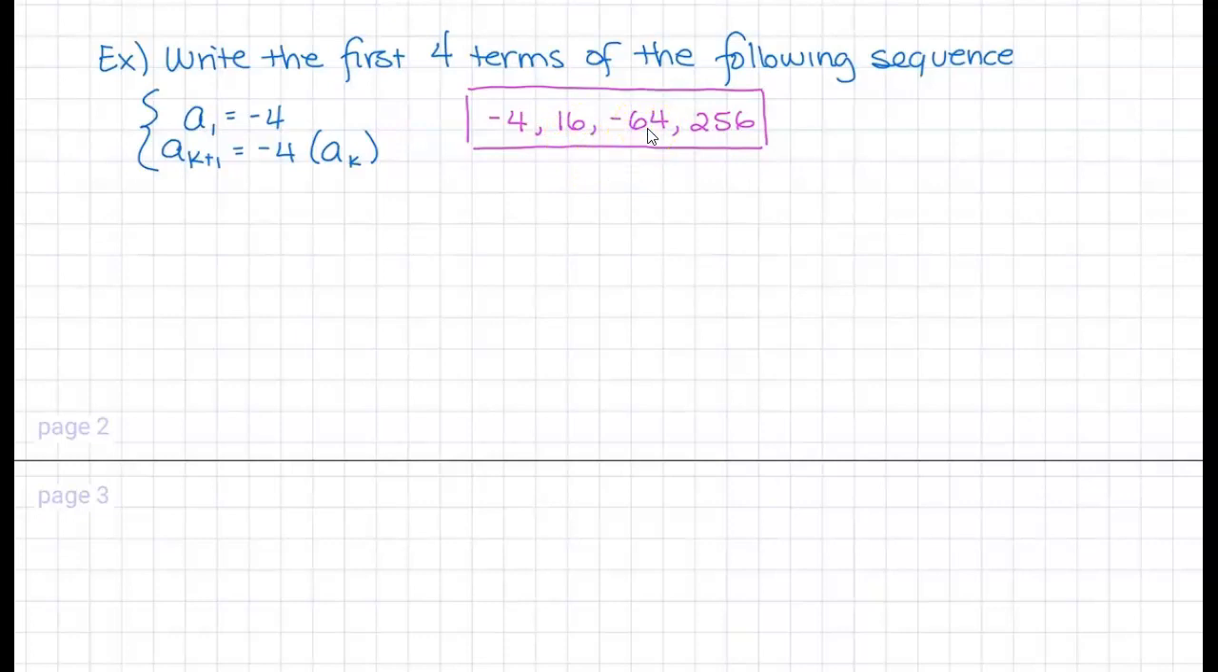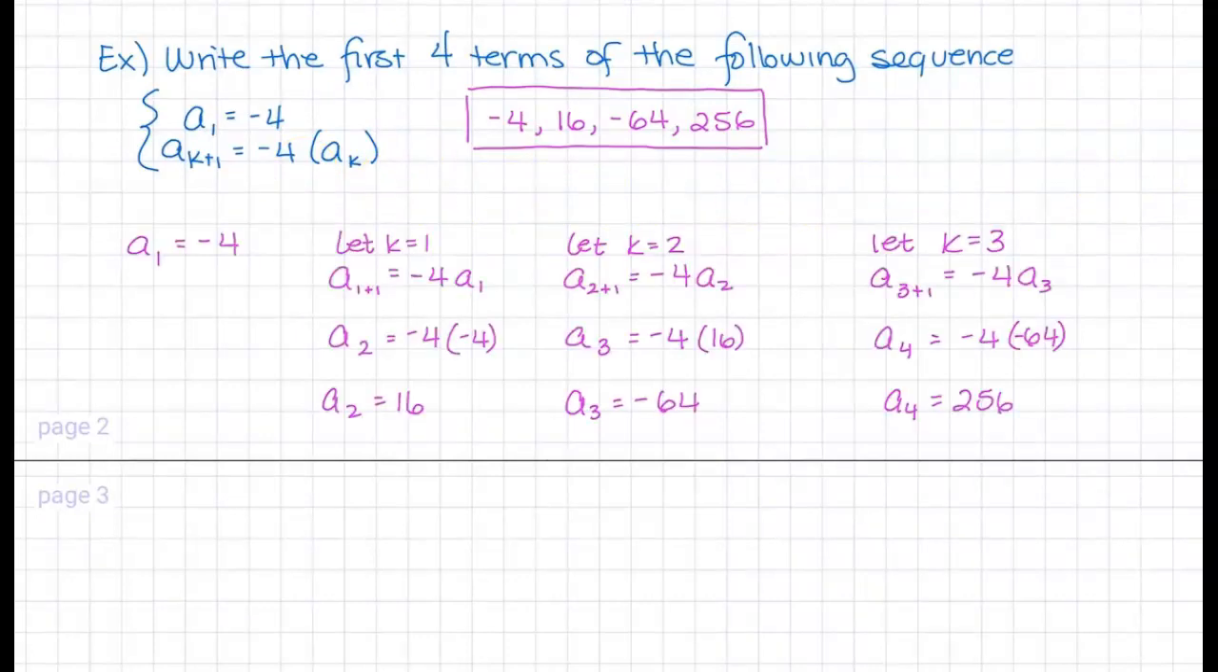Multiply by -4 again, and you're going to get positive 256. That's it. So you don't have to show any work, which is really nice. Now, let's say that you forgot how to read this and you needed to do it the long way. Then here's what we're going to do.